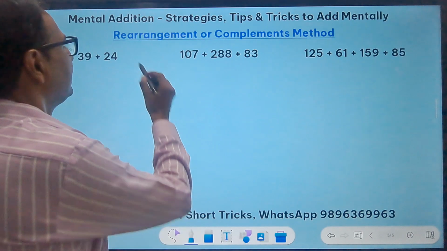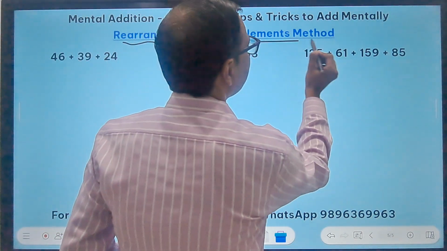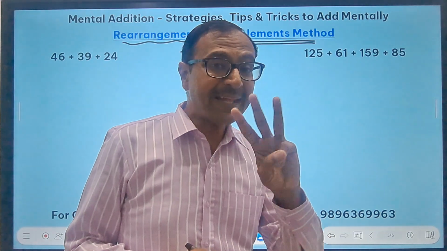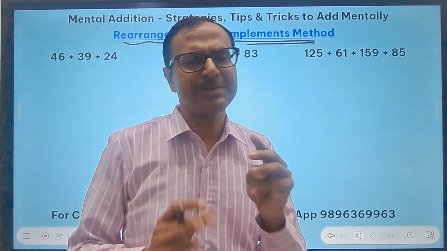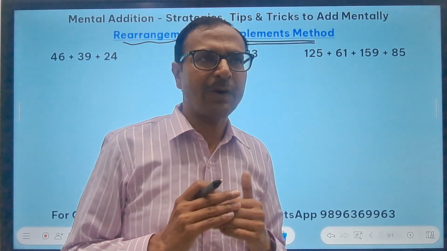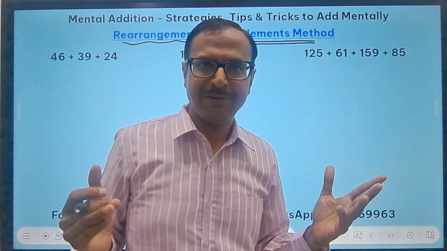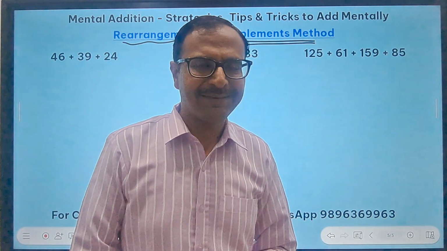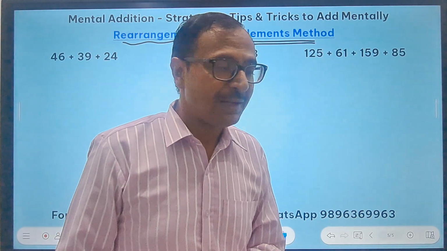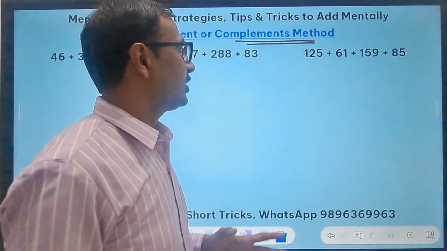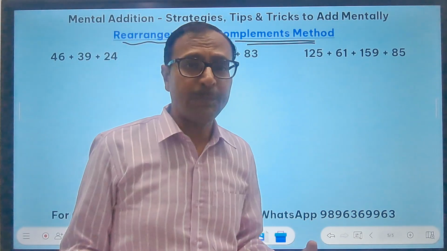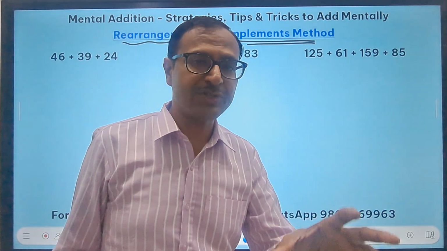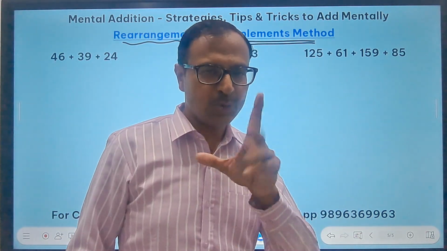Let's see the rearrangement method or the complements method. You know what are complements? Like if I say 3, the tens complement of 3 is 7, because 3 plus 7 is 10. What is the tens complement of 9? It is 1, because 10 minus 9 is 1. Those are called tens complements. Now when you start using the tens complements in calculations, you will see how wonderfully the calculations become so easy. I'll show you one example.